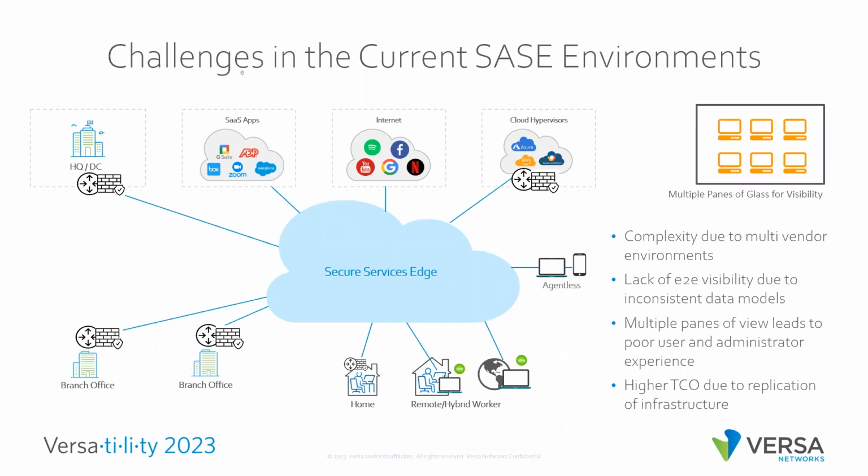The challenges with our current SASE deployments are that there are multi-vendor solutions. There's SD-WAN from one vendor, secure access from another vendor, SSE from a third vendor. When we have these multi-vendor environments, there's a lack of end-to-end visibility because all these different vendors log using different formats. There's no consistent data model. And also there are multiple panes of view because each vendor might have its own portal. It might have its own analytics platform. So there's replication of infrastructure, which leads to higher cost of ownership.